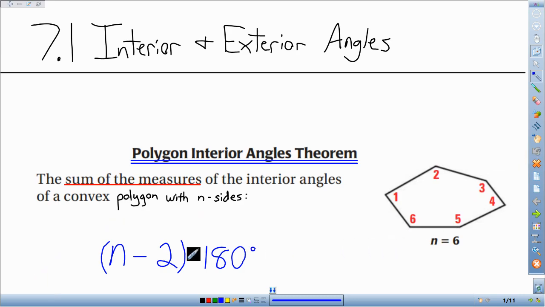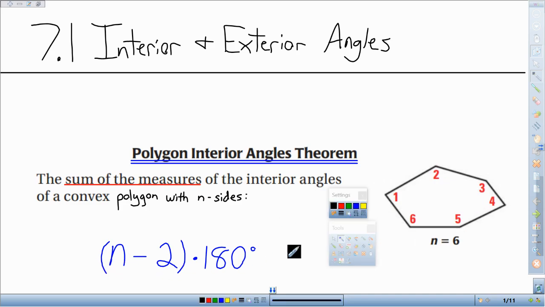If you guys notice, when we say n, we're talking about the number of sides that a polygon has. Or you can also think of it as the number of angles that a polygon has. But either way, let's think of it as the sides. I think that's the easiest way. And if you take a look at this, this polygon here has six sides. So n equals 6 in this case.